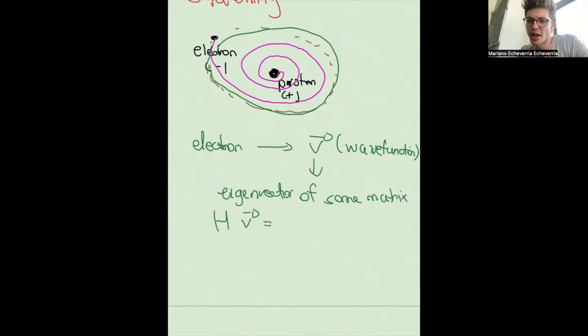This matrix is called H. That H stands for Hamiltonian, but that's not too important right now. Being an eigenvector satisfies the eigenvalue equation, or eigenvector equation. And instead of calling that eigenvalue lambda, you just call it E, and that E actually represents the energy of the system. So this eigenvalue E is like the energy.